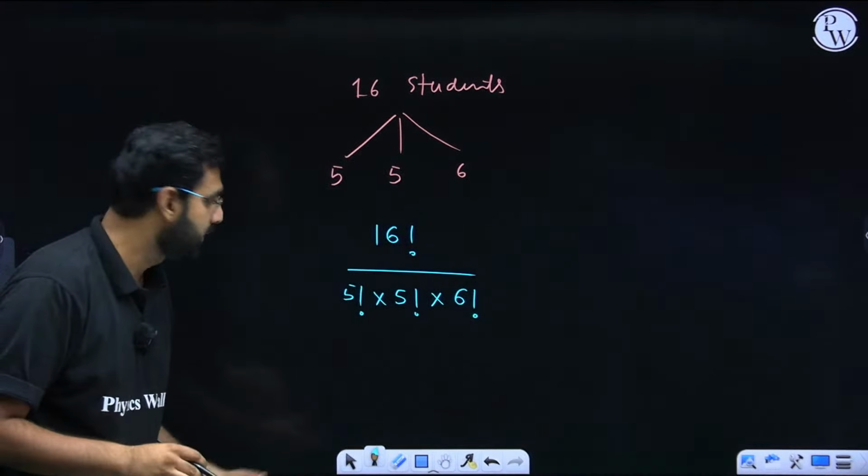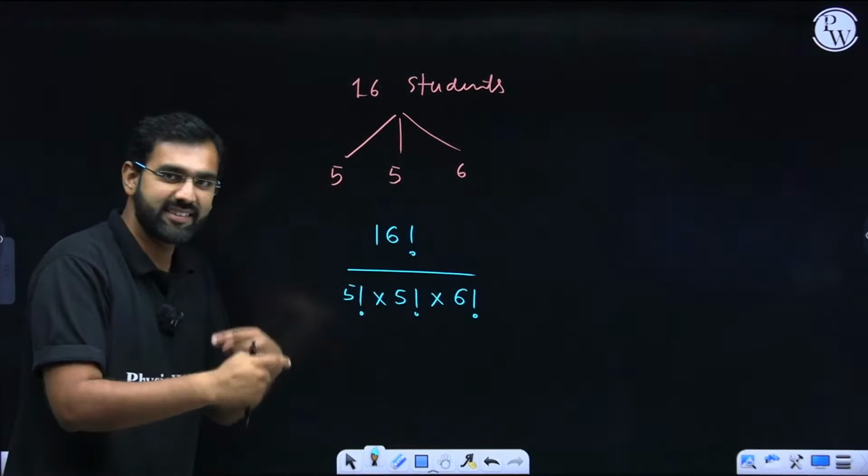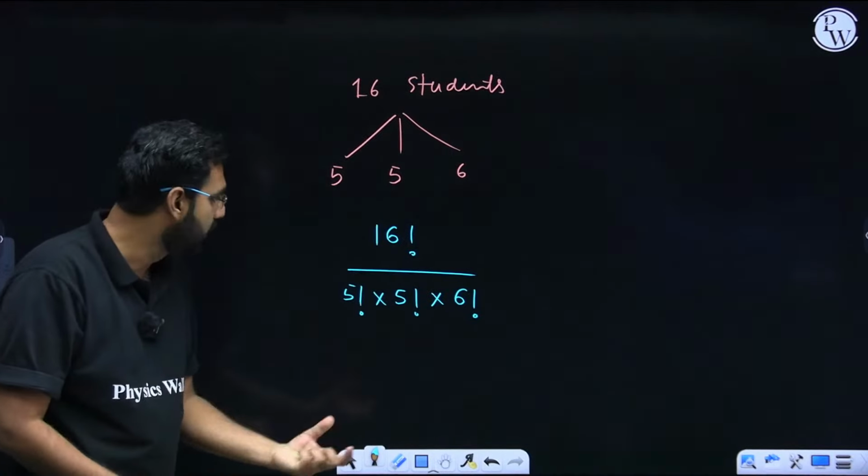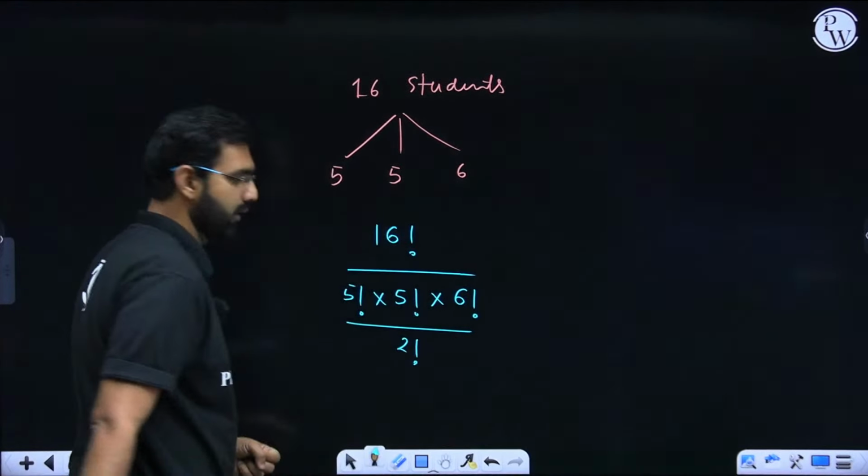But look at this group. This group size has been repeated. So this size is getting counted twice. So this 5 factorial and 5 factorial will be divided by 2 factorial.